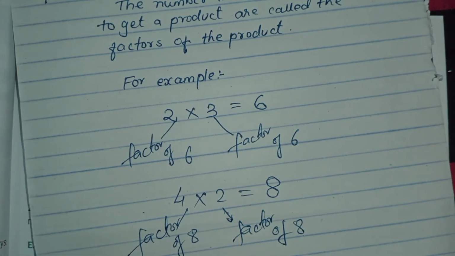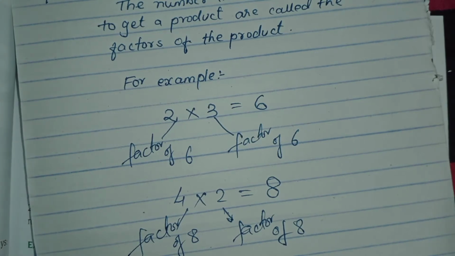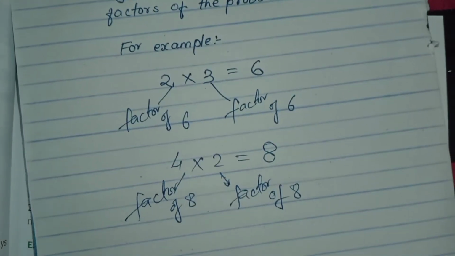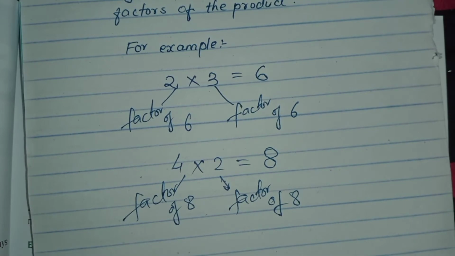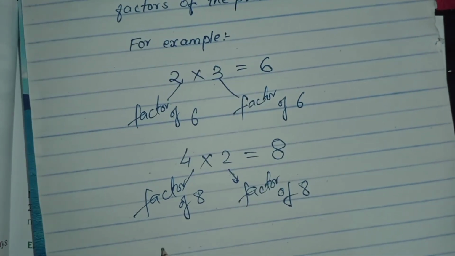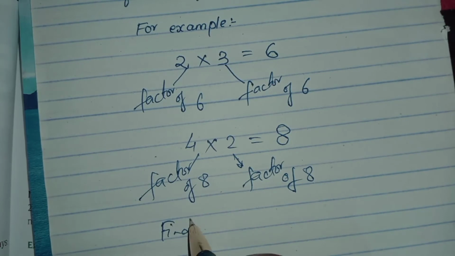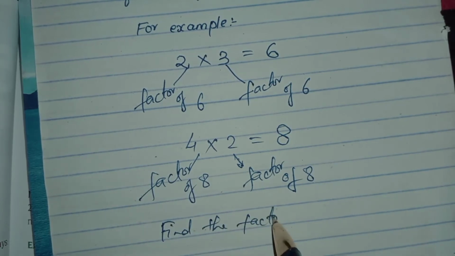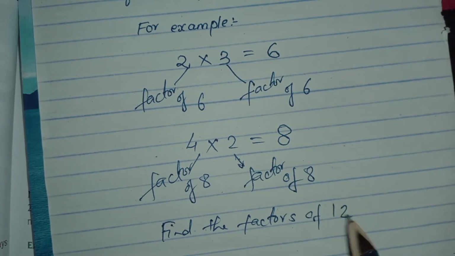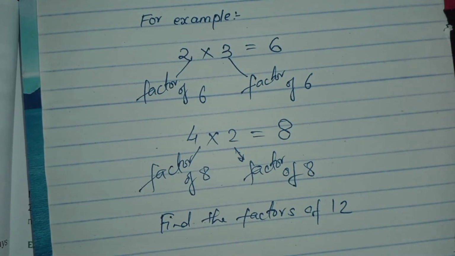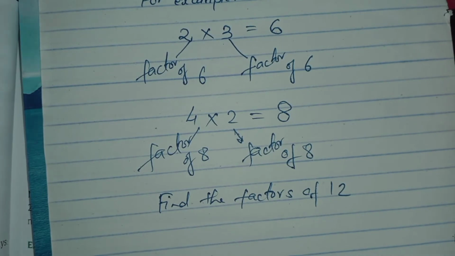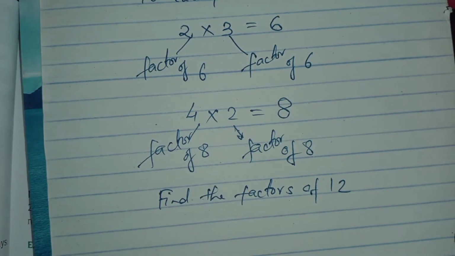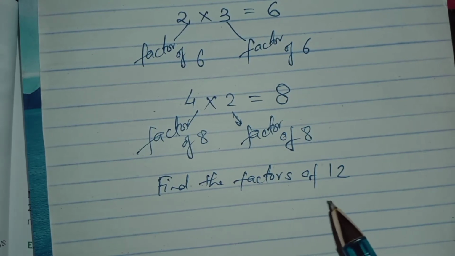Okay. Now I am going to give you another example which will be more clear to you. Now here I am going to write the factors of 12. Okay, the question is: find the factors of 12. That means we are going to show the product of the two numbers. When we multiply the two numbers, we will get the answer 12. So here we have to find the factors of 12.